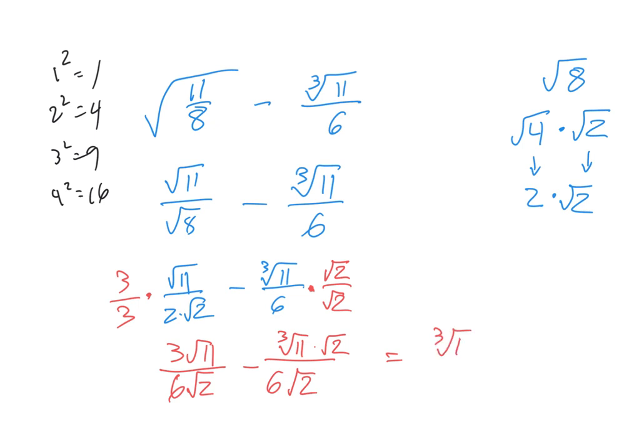3 root 11. That makes it look like a cube root. 3 out in front, 3 times root 11, minus, when you have multiple roots, it's common to write them in descending order.